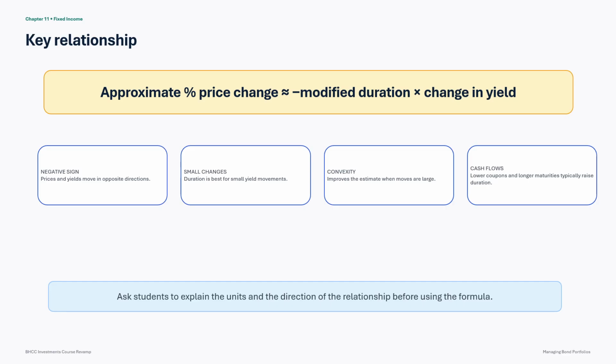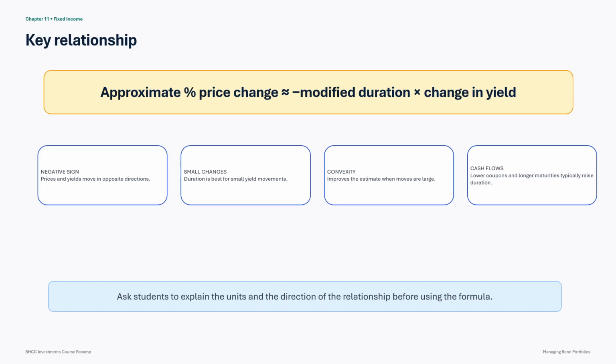A callable bond may have less upside when yields fall because the chance of being called increases. A mortgage-backed security may extend when rates rise because refinancing slows. The cash flows are not standing still while the analyst uses the formula.